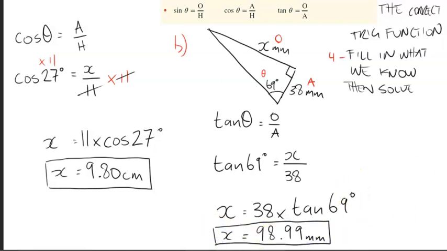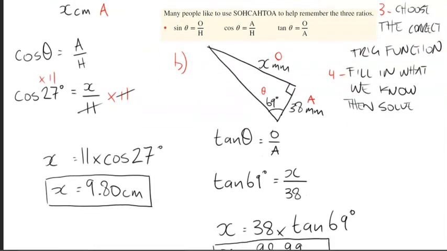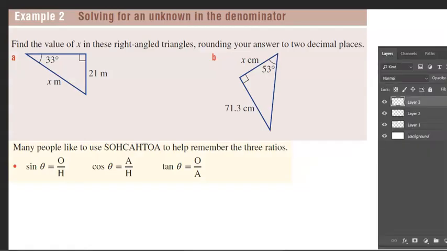Okay, so the steps are quite simple. You just got to use one of these three trigonometric functions depending on what you get. Next, we're going to look at what happens when what we're trying to solve for isn't necessarily on the top, but on the bottom as a denominator. All right, let's delve straight into it.